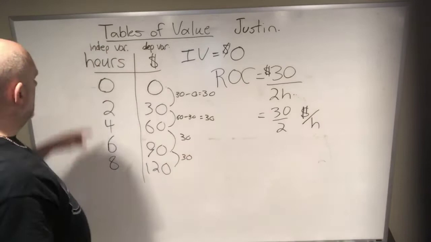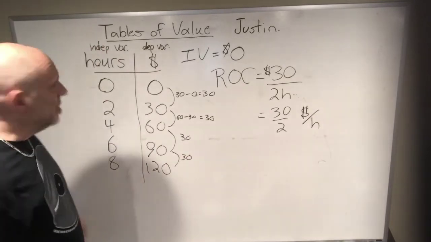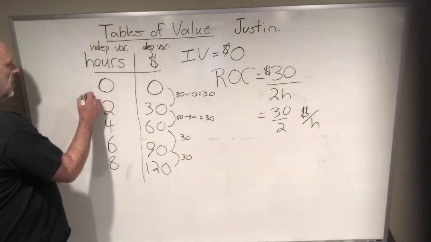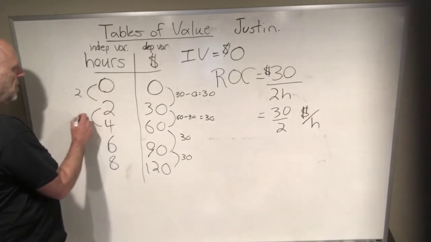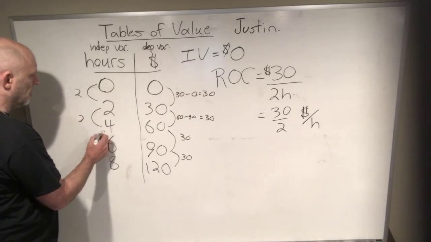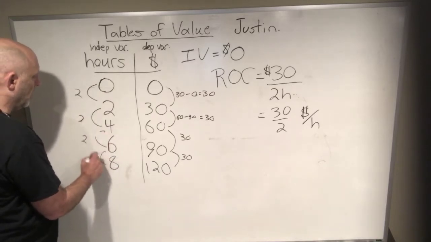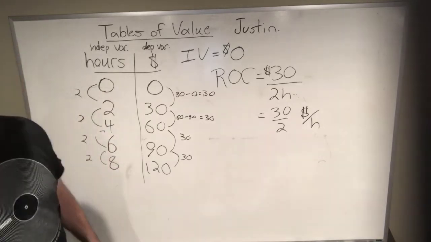Okay? How much are we going up by here? 0 to 2, we're going up by 2. 2 to 4, we're going up by 2. 4 to 6, 2, 6 to 8, 2. Each case we're going up by 2.